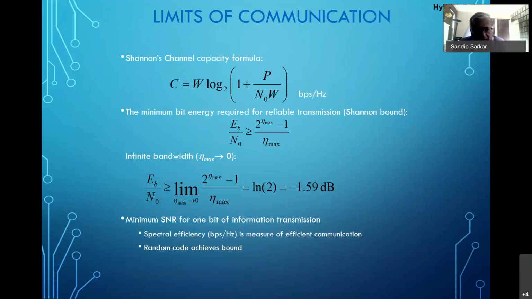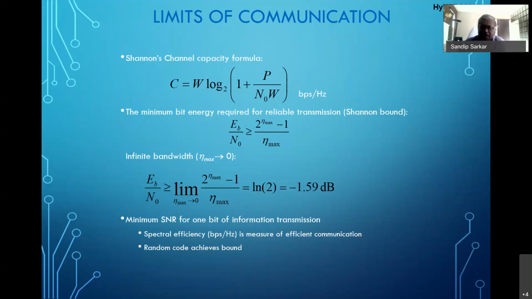So all of you are familiar with this. I will not spend much time on this, but basically we say that Shannon's capacity formula is C = W log(1 + P/(N0 W)). So the minimum bit energy you need for reliable communication is given by this quantity, where if you call C by W as eta. Of course, when there is infinite bandwidth, we can take the limit as eta goes to 0, and then we see that you need a minimum of minus 1.59 dB, which is the minimum SNR for 1 bit of information transmission.